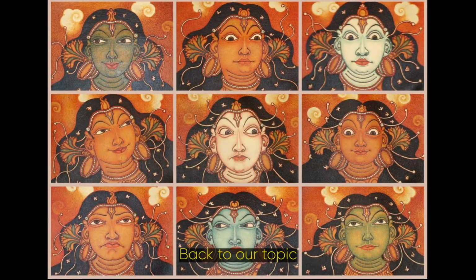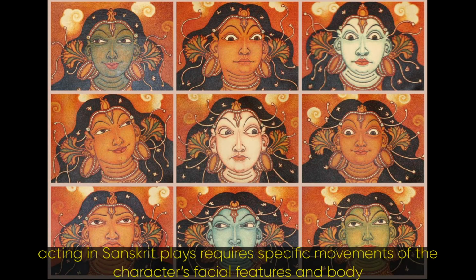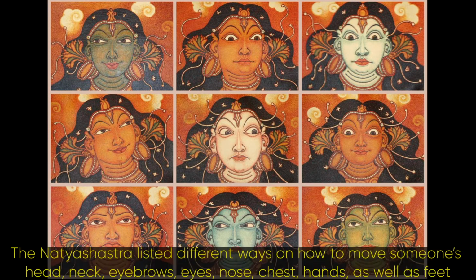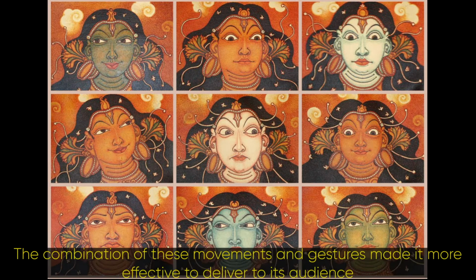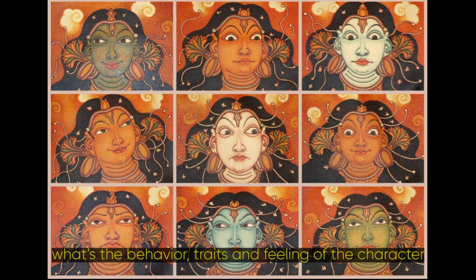Back to our topic. Acting in Sanskrit plays requires specific movements of the character's facial features and body. The Natya Shastra listed different ways on how to move someone's head, neck, eyebrows, eyes, nose, chest, hands, as well as feet in order to properly convey what the character is feeling. The combination of these movements and gestures made it more effective to deliver to its audience the behavior, traits, and feeling of the character.